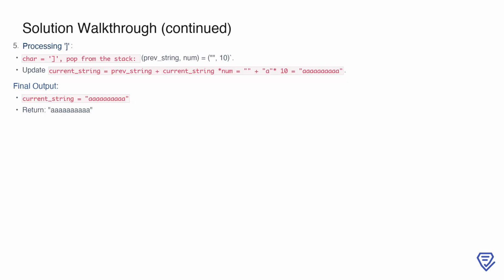The closing bracket signals the end of the encoded segment. We pop the stack to retrieve the previous string, which is empty, and the number 10. Repeating it 10 times and appending it to the previous string results in AAAAAAAAAA. This becomes our final decoded string. We return AAAAAAAAAA as the solution for this input.